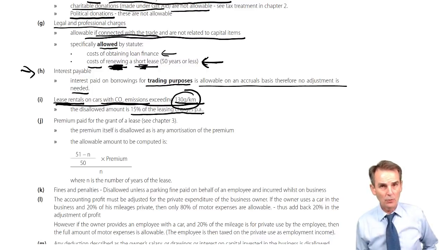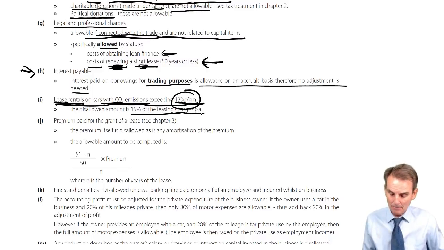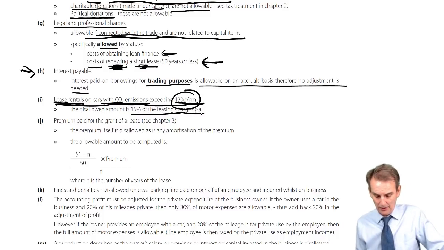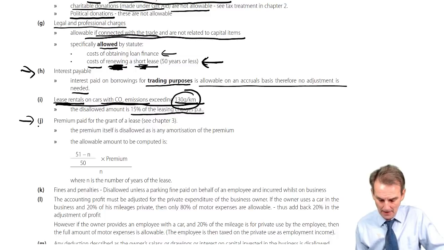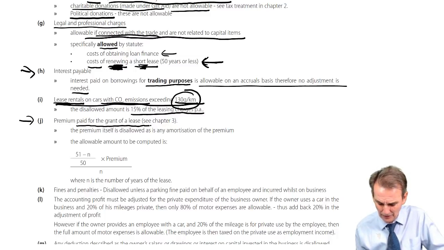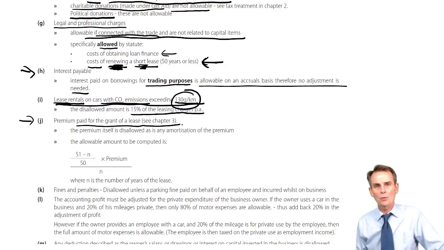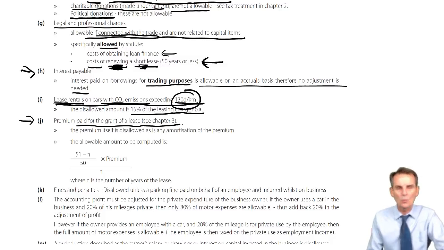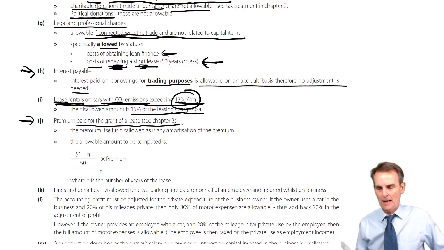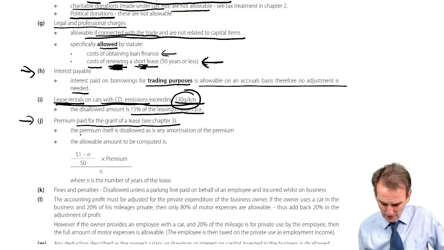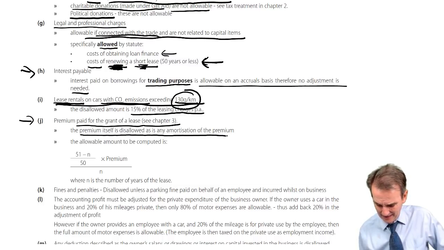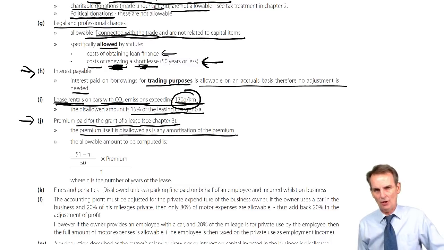Last one I'll deal with here before taking a break and moving through to our next session to complete this area, but one that we have dealt with back in chapter 3. Premium paid for the grant of a lease. Now this of course is where a premium was paid when you were granted a short lease. Here it would be you are using a property in your trade and you paid this one-off premium when granted that particular short lease. The premium itself is disallowed, as is any amortization of the premium.